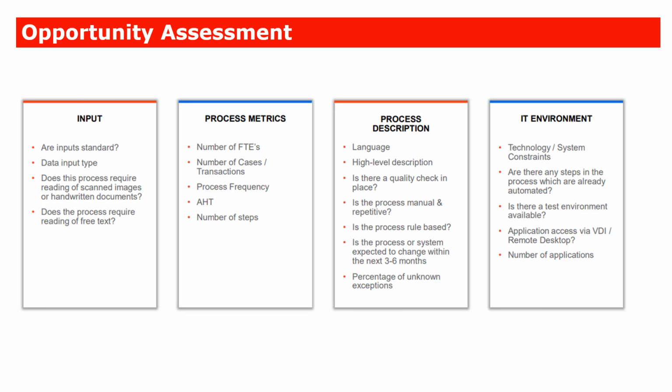One important thing here is you need to know the percentage of unknown exceptions. What types of known and unknown exceptions come into the process? Because we always talk about the happy path: if this happens, do this; if this happens, do this; if this happens, do this. But we never talk about what needs to be done if something goes wrong. And a good process automation should not be capable of only doing the happy path.